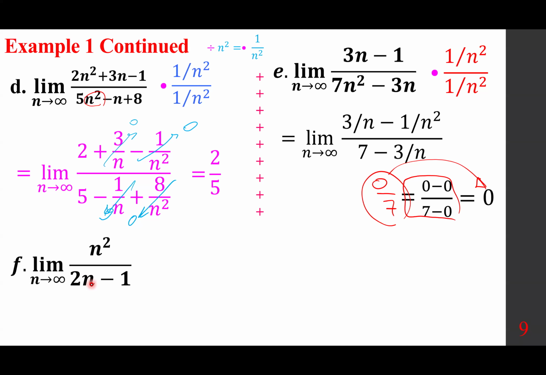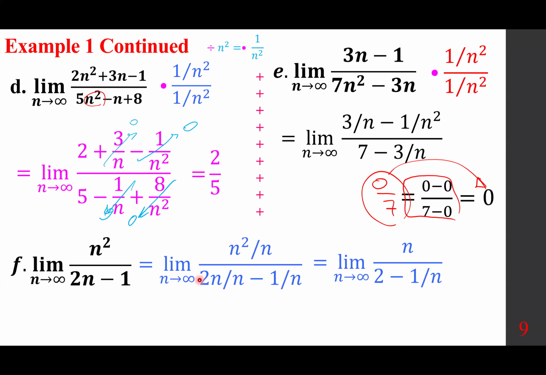And let's observe what happens. So divide everything by n. So this becomes n, this becomes 2 minus 1 over n, and keep the limit. Remember, we are not losing the limit until we replace the n. So if you replace the n with infinity, this becomes infinity, this becomes 2, this becomes 0.